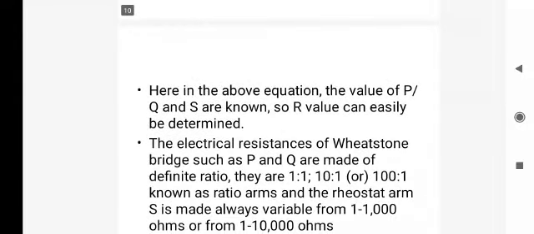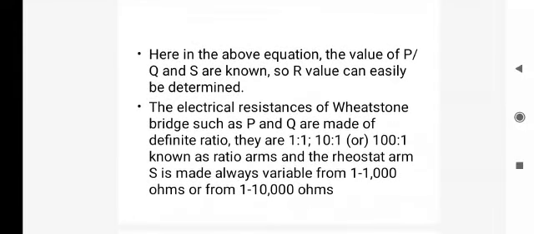Here, in the above equation, the values of P by Q and S are known. So, R value can be easily determined. So, this is how we determine the value of unknown resistance through Wheatstone bridge.